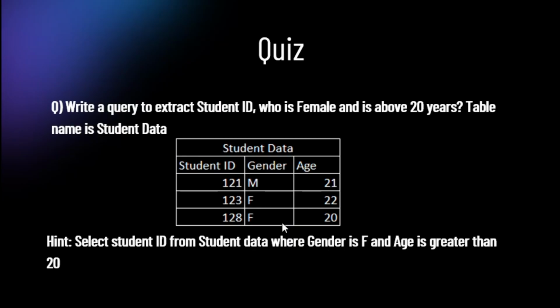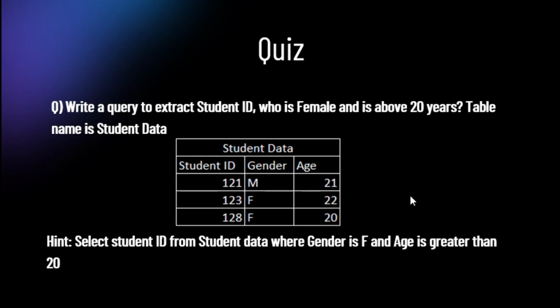Again, let's go with a quiz. So this is a query. Write a query to extract student ID who is female and is above 20 years. Kindly note the name of the table is student data. Here is the hint. Select student ID from student data where gender is female and age is greater than. Kindly pause for a moment, write a query, and once done, compare it with mine.